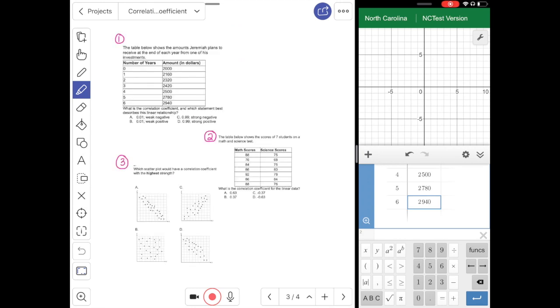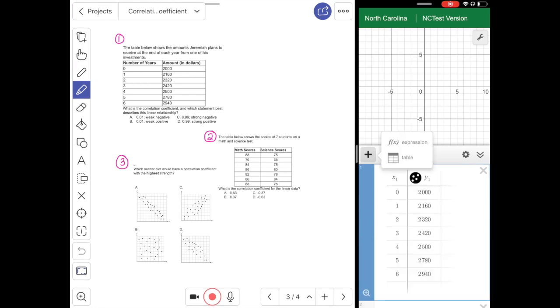So a few examples here. It says the table below shows the amount Jeremiah plans to receive at the end of each year from one of his investments. What is the correlation coefficient, so the R value, for which this statement best describes the linear relationship? So I'm going to put this into Desmos because it's given to me as a table, which I've already typed over here, but again I would have gone to the plus and I would have added my x values and my y values.